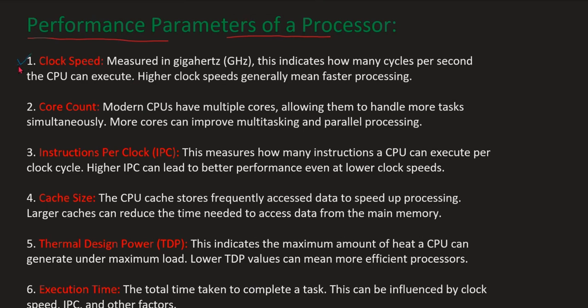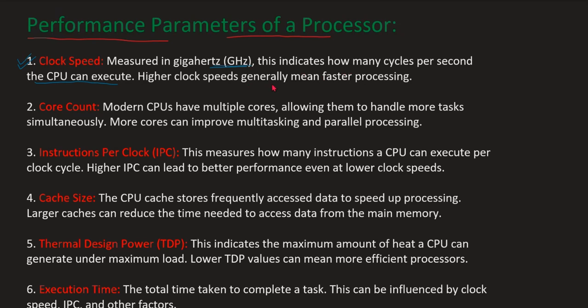So the first one is the clock speed. If the clock speed is higher, the processor is considered to operate at a faster speed, and it is measured in gigahertz. Nowadays we have processors with 2.6 gigahertz, 1.5, likewise 3.5 gigahertz speed. This indicates how many cycles per second a CPU can execute.